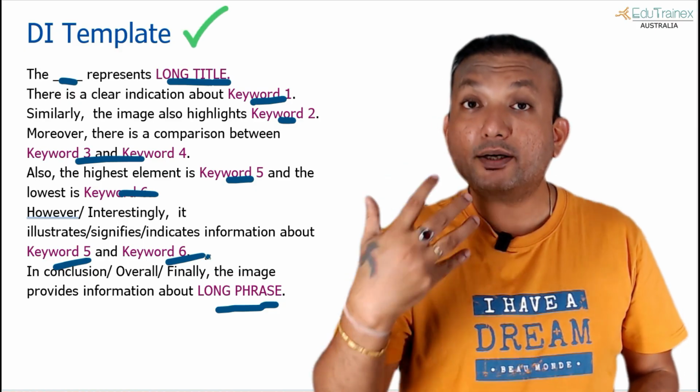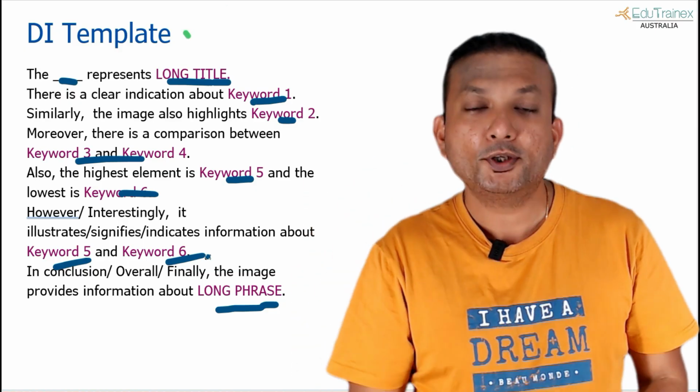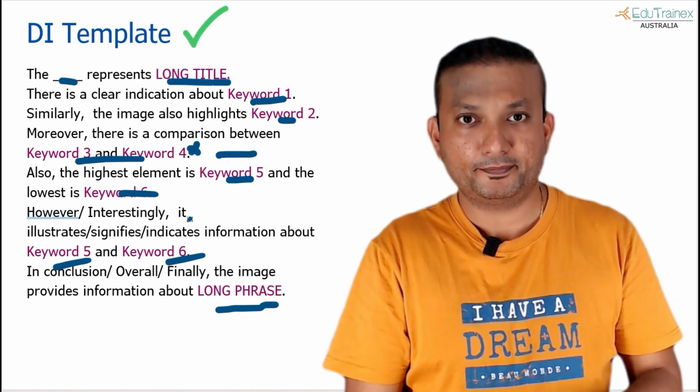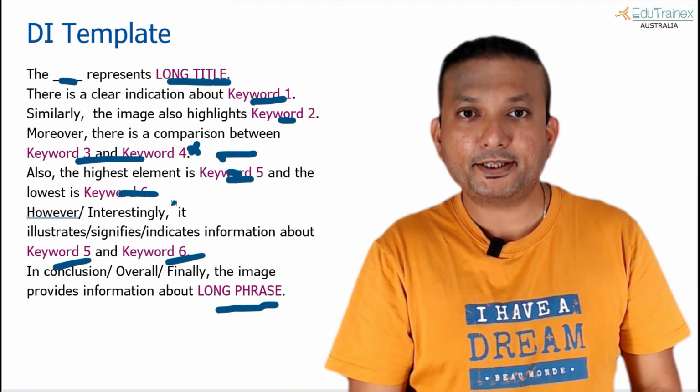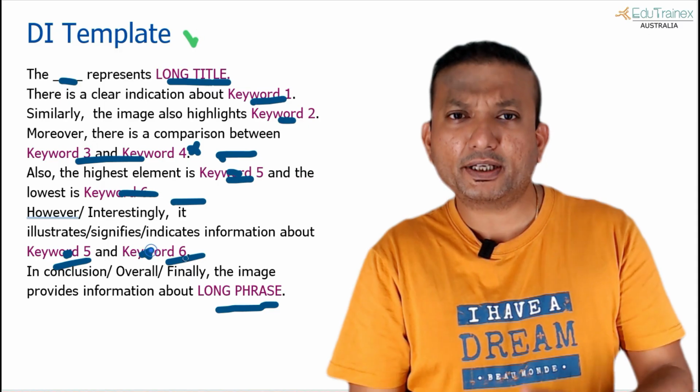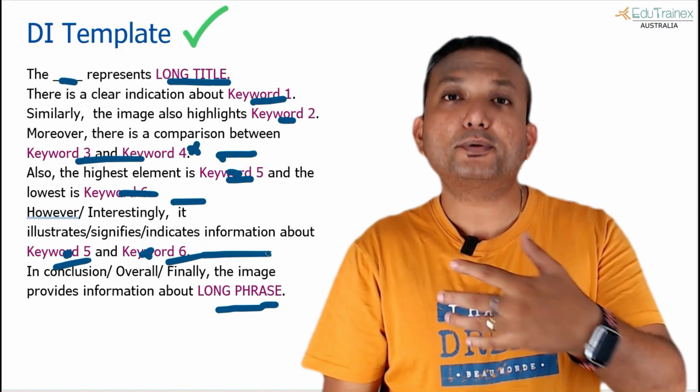Okay, and now when you are targeting higher scores, what do you do? You reduce the number of keywords from here. You remove keyword 3 and 4 and put a phrase. You remove keyword 5 and 6 and you put a phrase. You remove keyword 6 and 7, whatever the sequence is, you put a phrase.